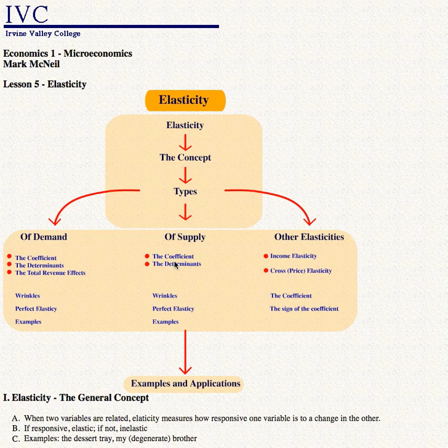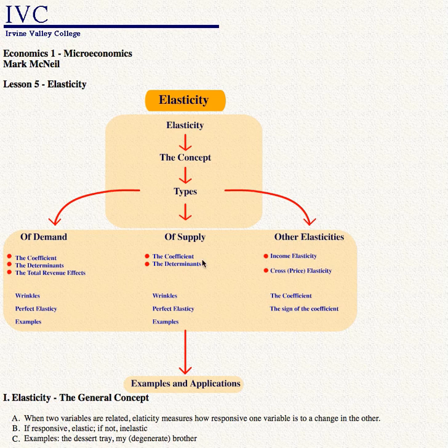The determinants of elasticity of supply now are very straightforward. It's time, time, and time. If you give producers a long amount of time to increase their production in response to a price increase, they will produce more. If you give them a short amount of time, they will not change their quantity supplied very much at all because it takes time to increase quantity supplied. So time, time, time. There's the immediate market period, the short run, and the long run.